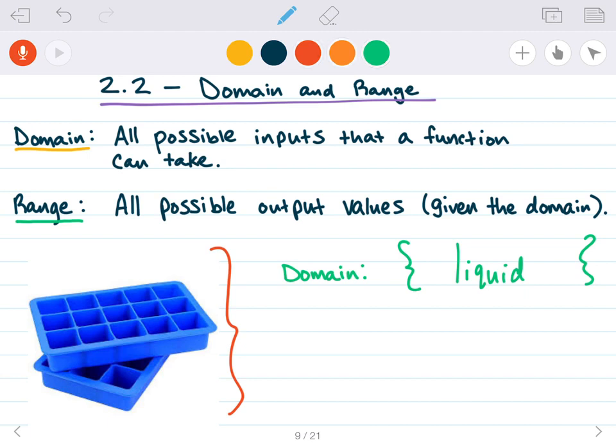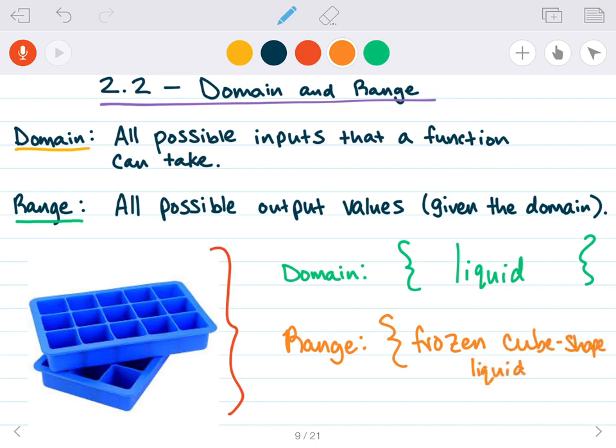Now, what's the output? So what are the valid outputs? Well, it's just going to be frozen cube shape liquid.